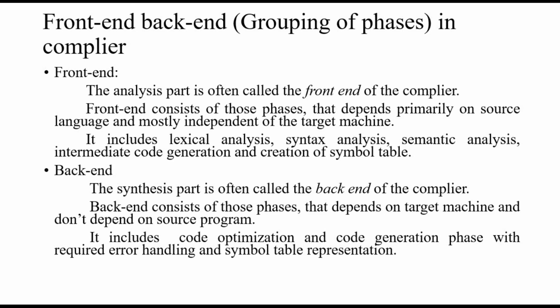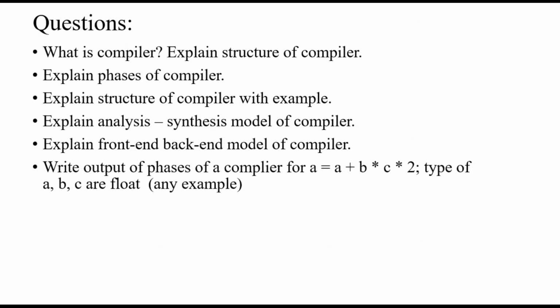The synthesis part is called the backend of the compiler. The backend consists of those phases that depend on the target machine and don't depend on the source program. It includes the code optimization and code generation phases, with the required error handling and symbol table representation. So these are the phases or structure of the compiler, the analysis synthesis model, and the front end and back end of the compiler.